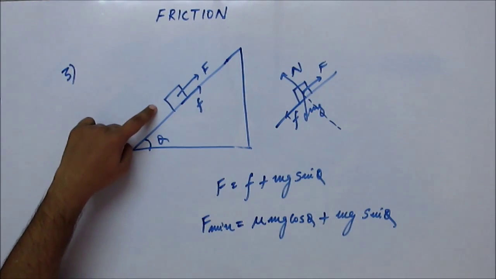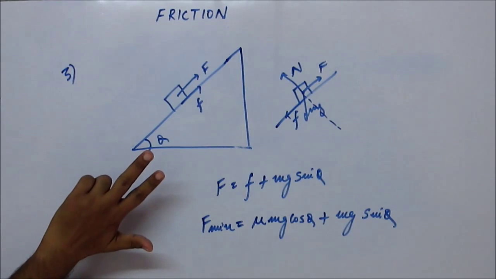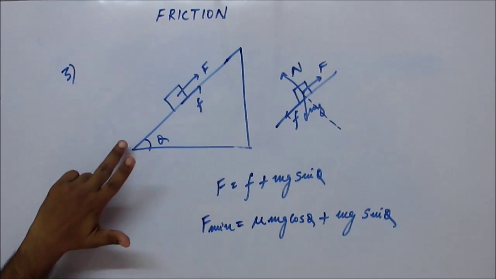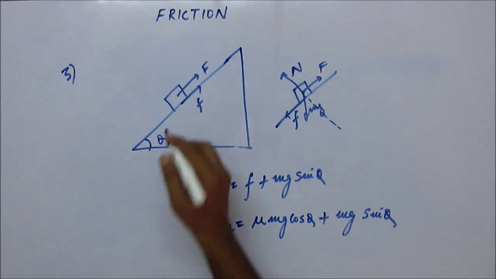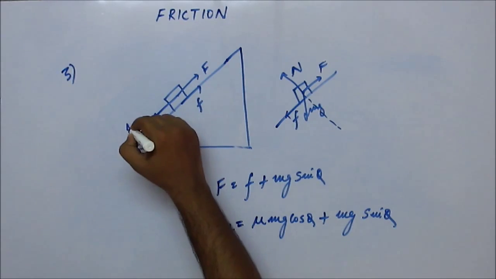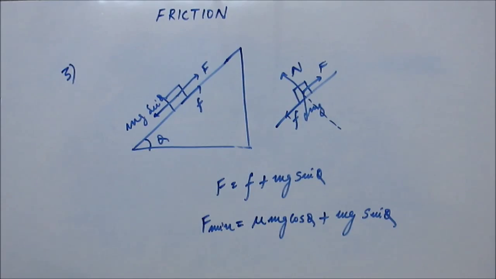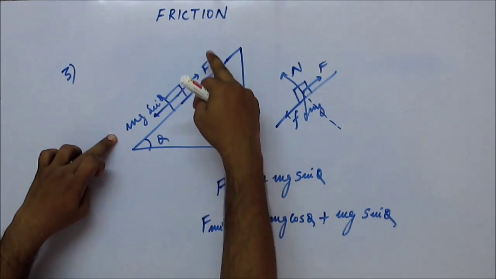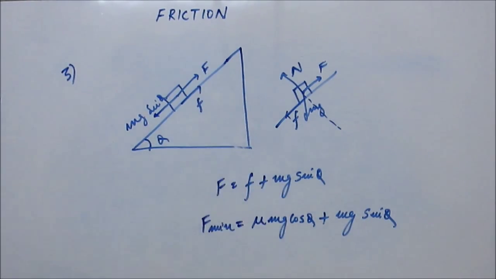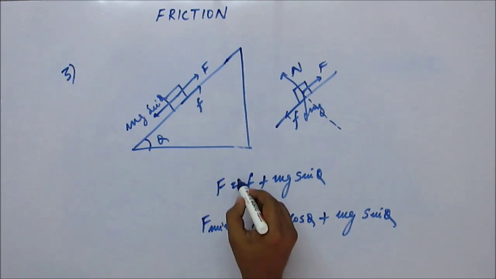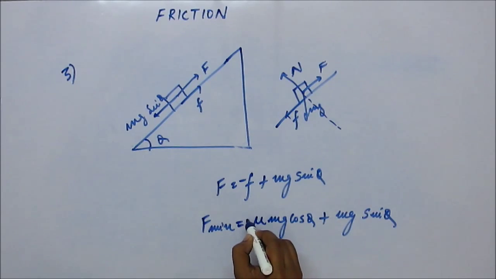So this time your force and the friction force together will try and stop slipping, and the slipping is caused by mg sin theta, this component of mg. Now mg sin theta should be equal to capital F plus small f. So here you will have a minus sign, and you'll have a minus sign here.